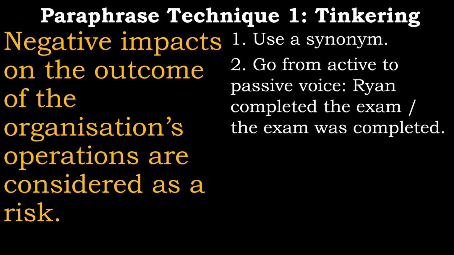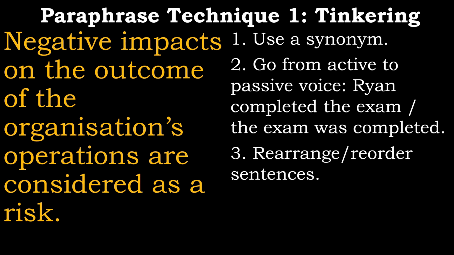Tinkering also consists of going from an active to passive voice. Instead of writing completed, the exam was completed. Also, rearranging and reordering the sentences. Risk appears at the end of the sentence. You can rearrange and reorder the sentence to flip this around. Add and omit words. Add words and take away words.